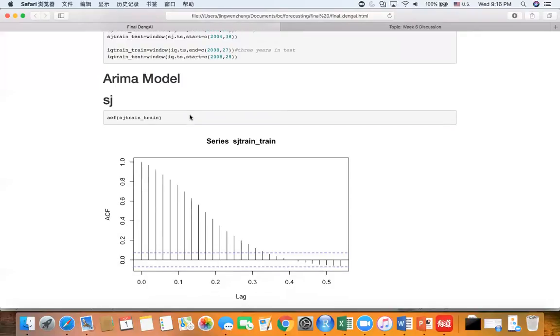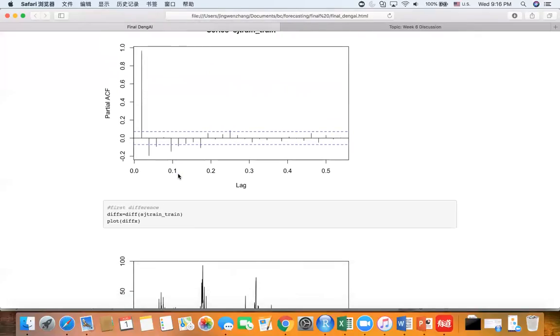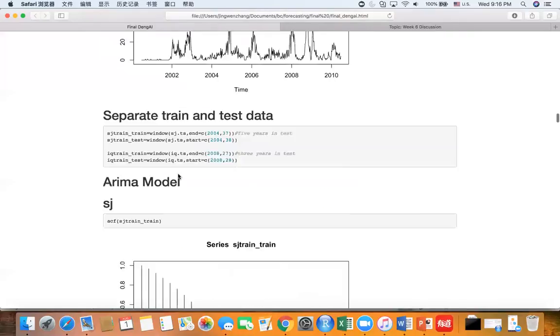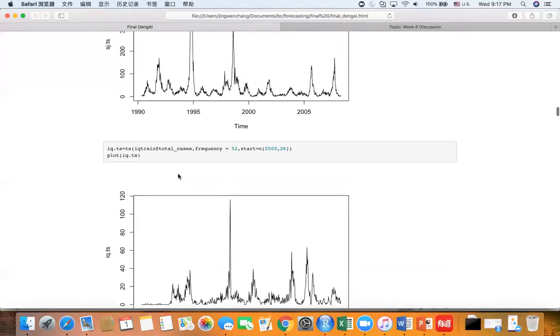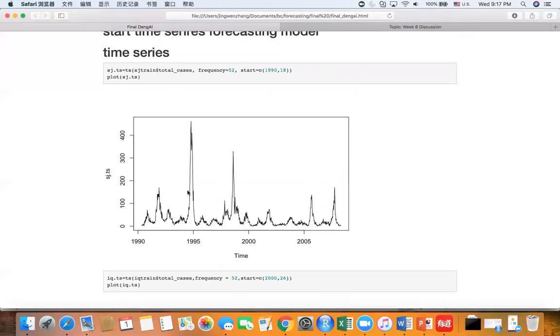And then the first model I use is an ARIMA model. I want to look at the ACF, PACF to see if they are stationary. Oh, by the way, go back to the graph of time series. This is San Juan, and it is the non-seasonal data set. And then there is a peak at the end of 1994. It drops at the beginning of 1995.